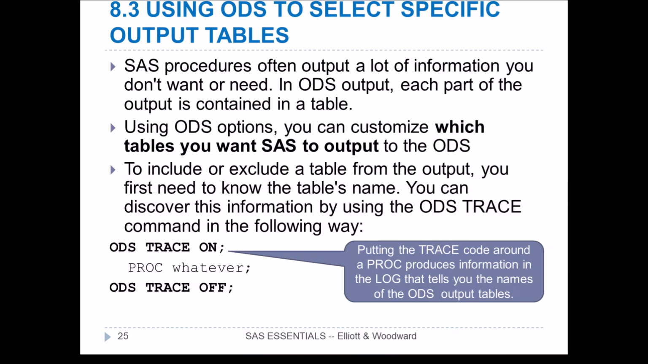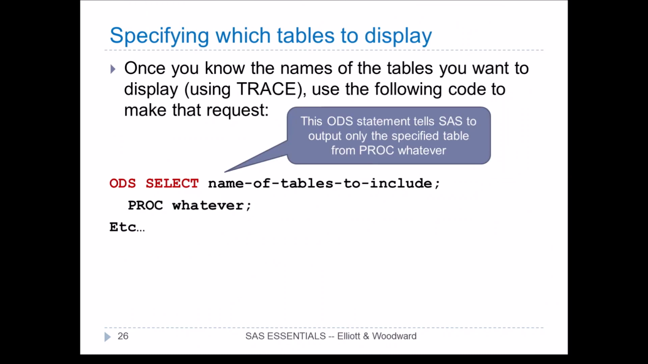The way that we do that is really a two-step thing. First, we have to know what the name of the table is, and then we have to tell SAS which tables to use. To find out the name of the tables, we use ODS trace on and then ODS trace off. So we start with ODS trace on, do proc whatever we are looking at, and then ODS trace off. Now what that produces is our normal output, but it also produces the names of the tables that are output.